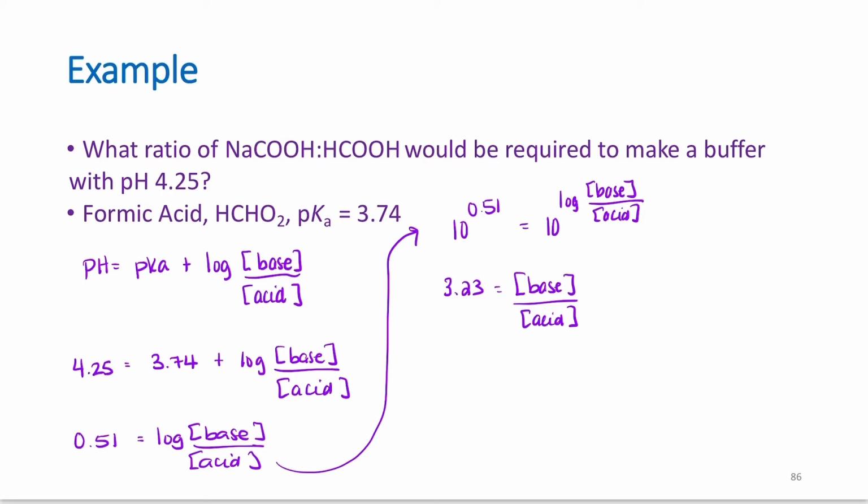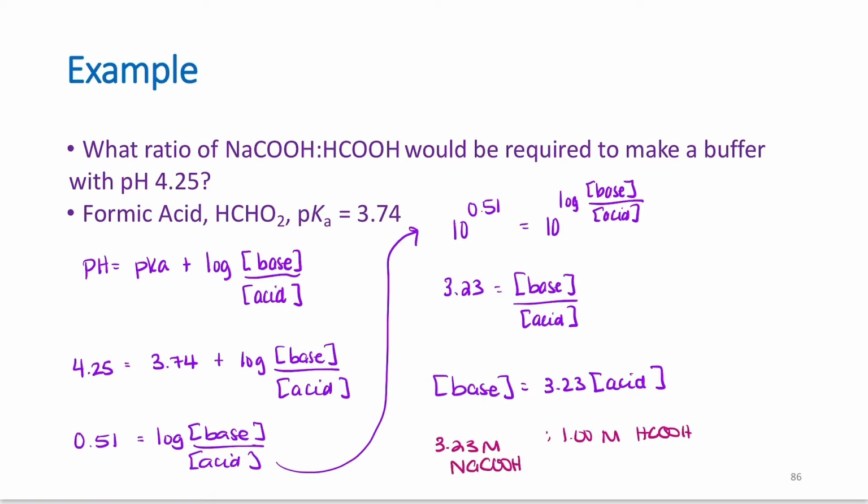What does that mean? How is that helpful to me? What that means is that my concentration of base is equal to 3.23 times that of my acid. So if I need to actually make this buffer, let's say I chose to make a 1 molar formic acid. Then my base would have to be 3.23 molar sodium formate. It's telling you the ratio of the two to each other. The base will be 3.23 times more concentrated than your acid.